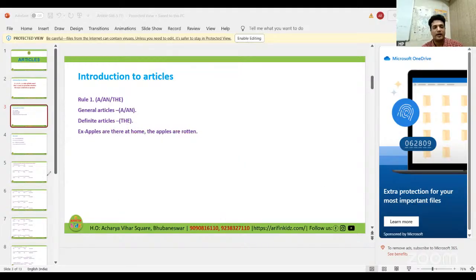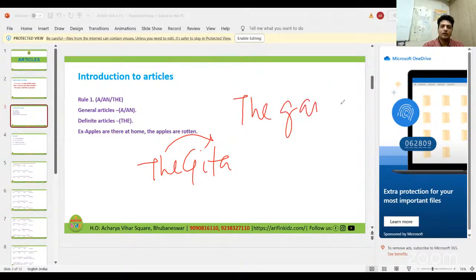The things which are already defined, like the Gita, the Quran, the Bible, we mention the in front of it. So anything which is already defined, which does not require any other definition, for example, the Ganga, right? The Ganga is the largest river that we have. So it is preceded by the because it is already defined, right?